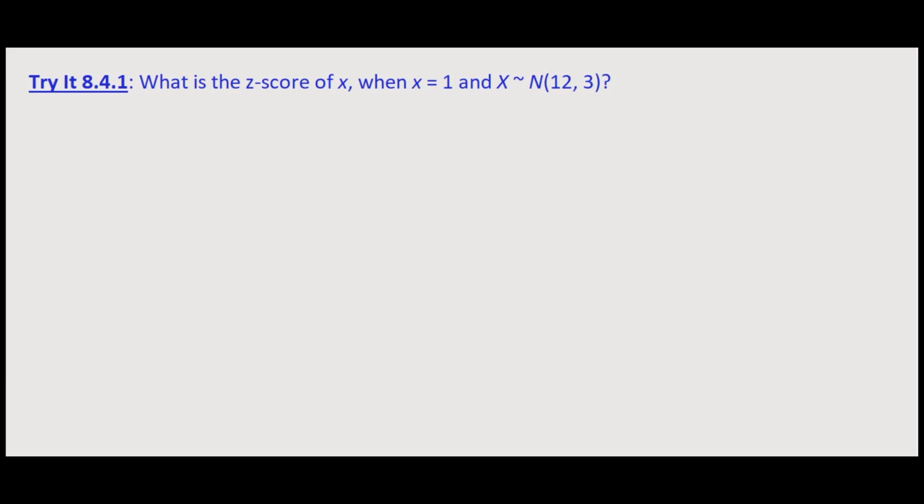So in this problem, we're told that x is an element of the population N(12, 3), with a mean of 12 and standard deviation of 3. That's what this N(12, 3) out to the side means. It means this N stands for the population, this is the mean, and this is the standard deviation. So what is the z-score of x?